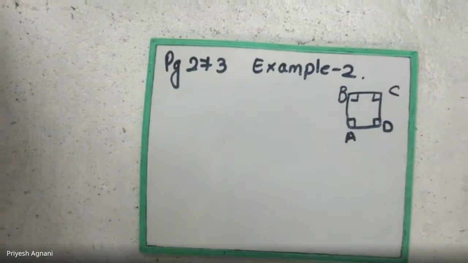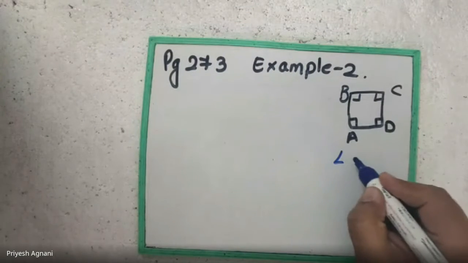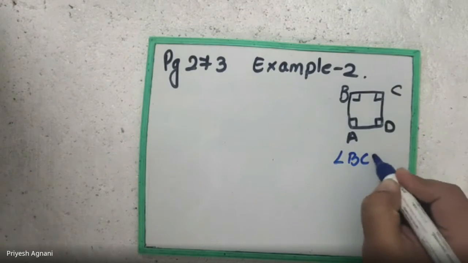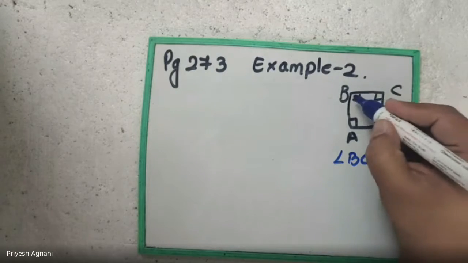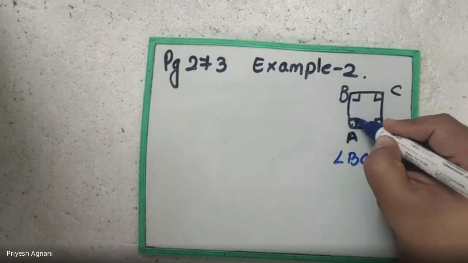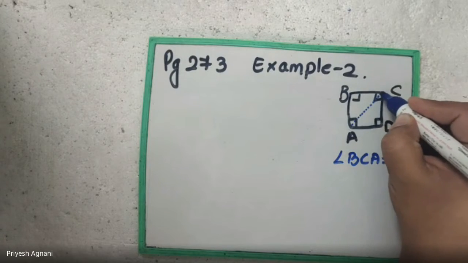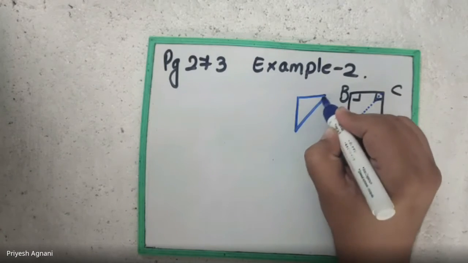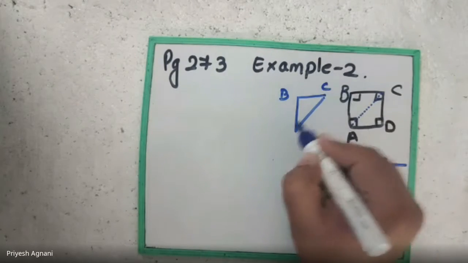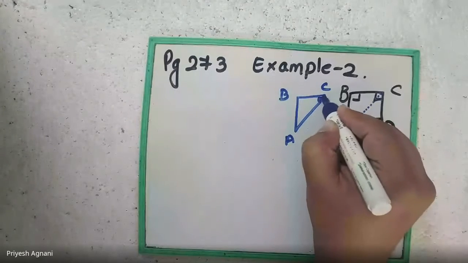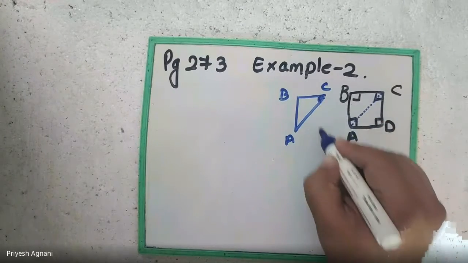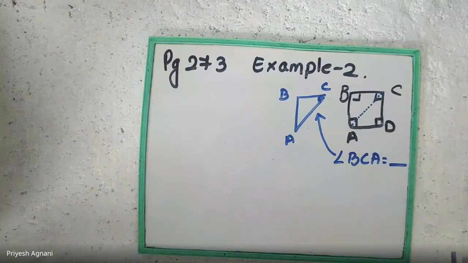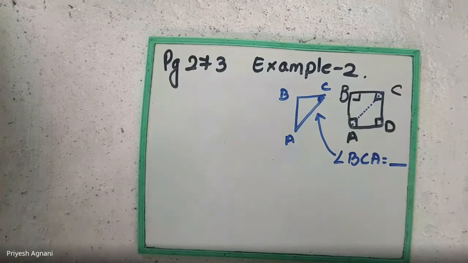Find. जो फाइंड करना है ना वो तो लिखना ही पड़ेगा. एंगल BCA. हमें क्या फाइंड करना है? एंगल BCA. हमें ये वाली चीज फाइंड करनी है. ठीक है. ओके, एंगल BCA हमें ऐसा फाइंड करना है.